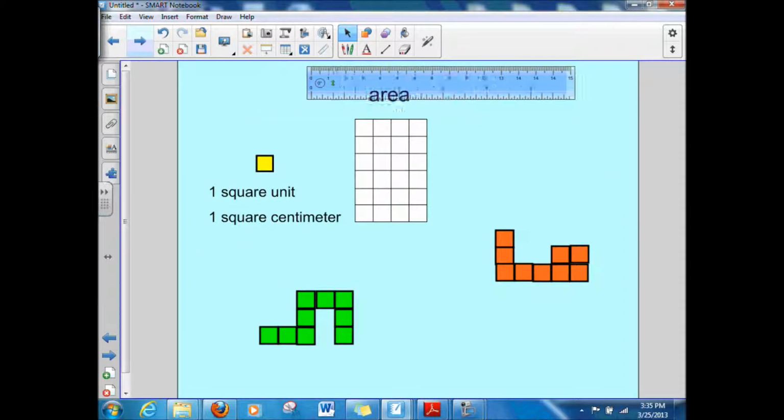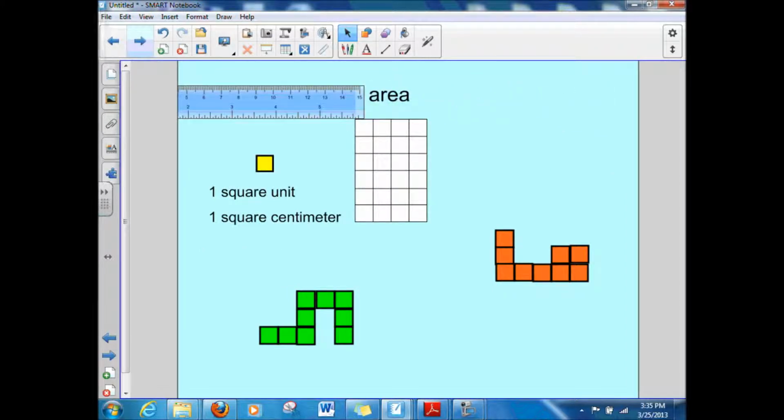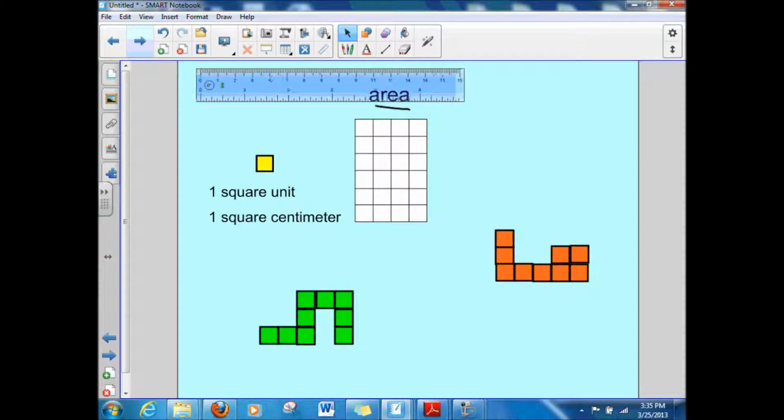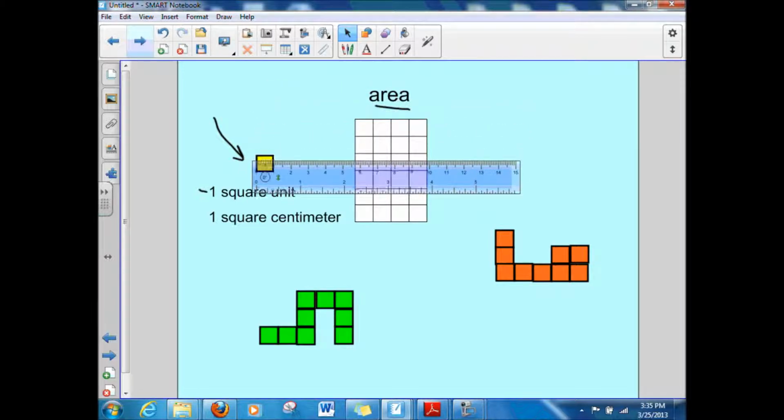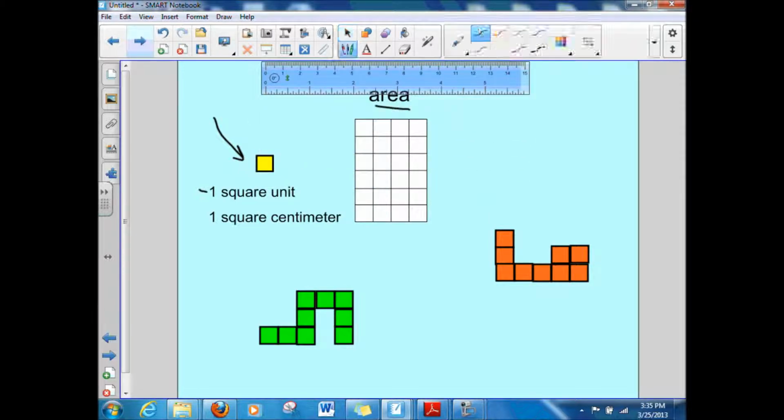Here I've got my ruler up here, and we already said that area is the number of square units used to cover the surface of a figure. And here I've got a square unit over here, a yellow square unit, and I also have my ruler out here to measure this square unit. This square unit actually happens to be 1 centimeter, or 1 square centimeter. It's a square and it's a centimeter. So my square unit in this case is also 1 square centimeter, and so I can use the label 1 square centimeter when I finish this.